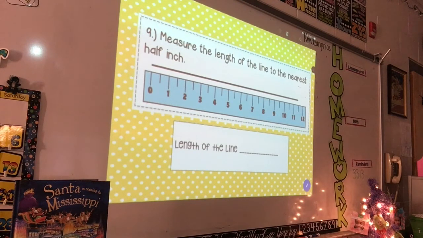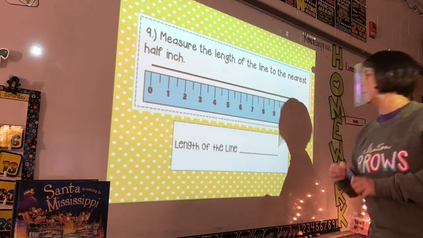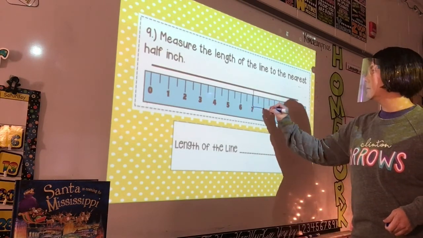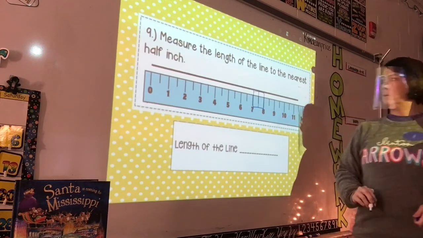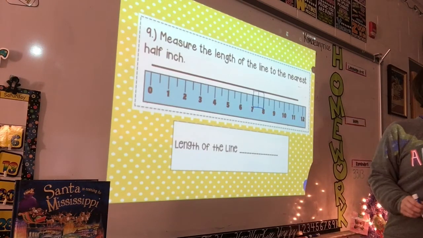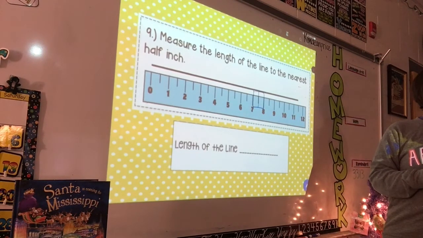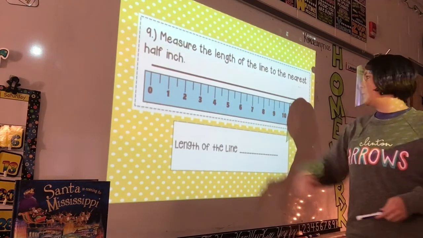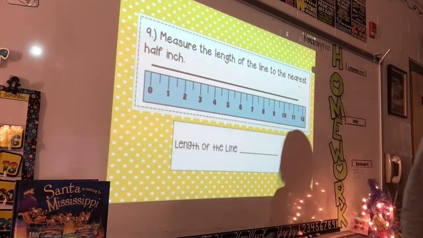What does this ruler cut into? Half. How do you know that? Because it says half, but how do you know? What if it didn't say half? How do I know it's cut into halves? Between the numbers, how many spaces are there? Not one. Two. That's how we know it's cut into halves.